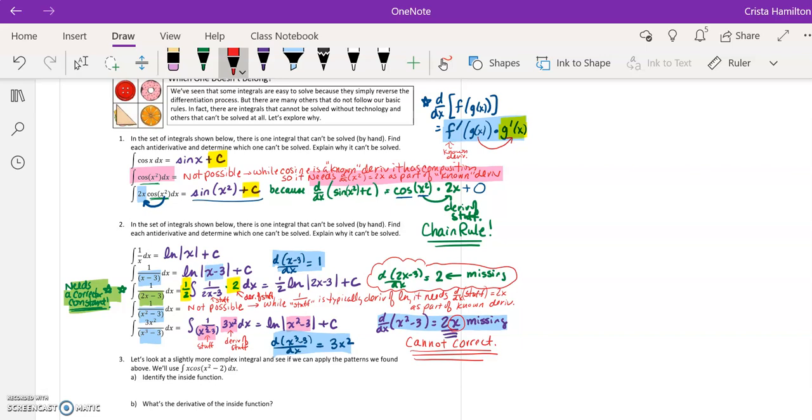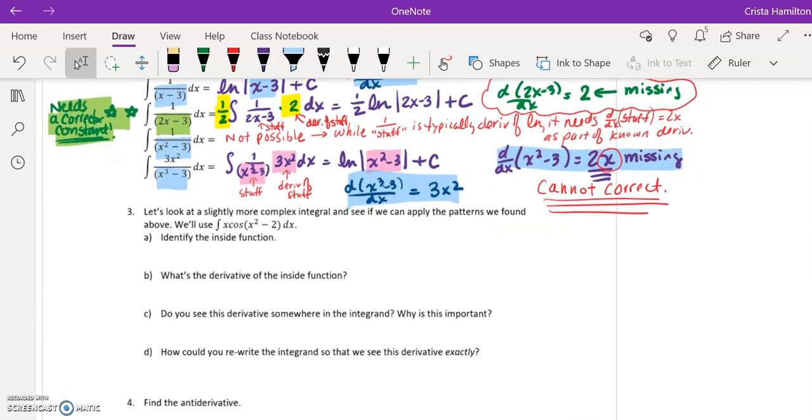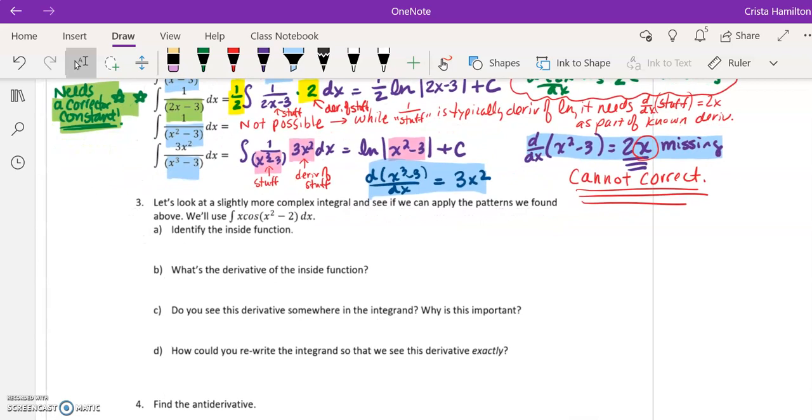Okay, so I just want to really, really stress that part of the art of integrating is recognizing what stuff was the, quote, inside function and what the derivative of the inside function is. And if there's a constant missing, we can add a corrector constant by multiplying by a form of 1. But if there is a variable missing, then that's a no-go. It's not a chain rule problem.